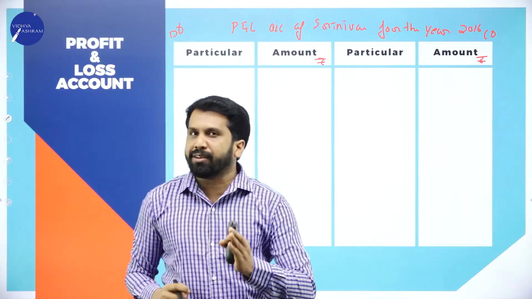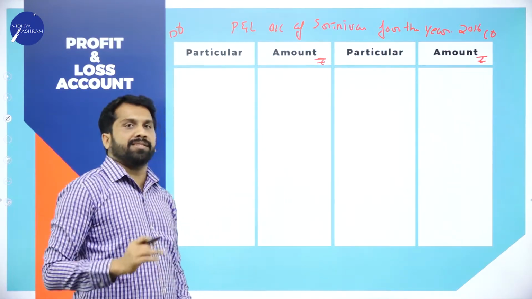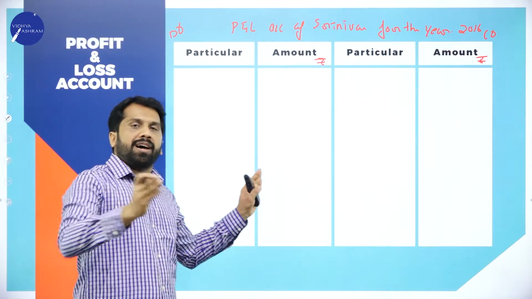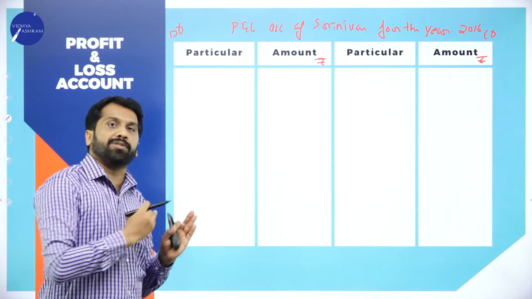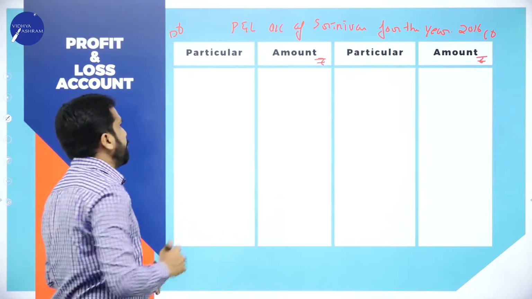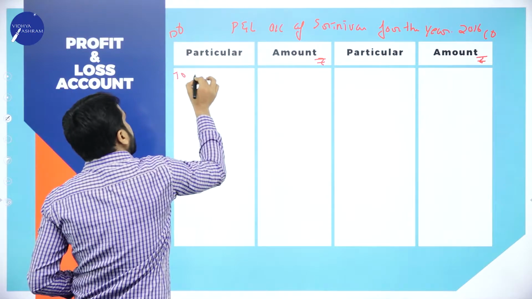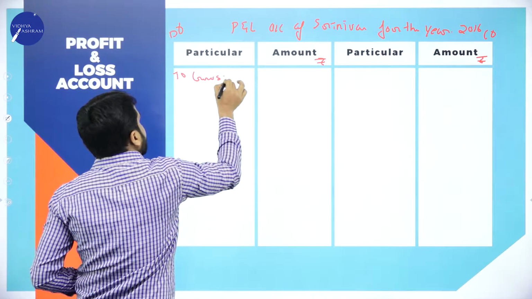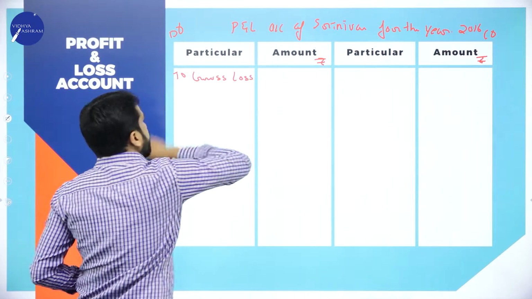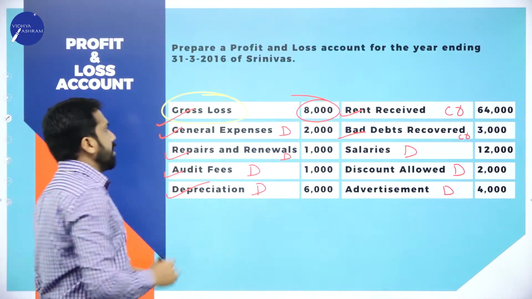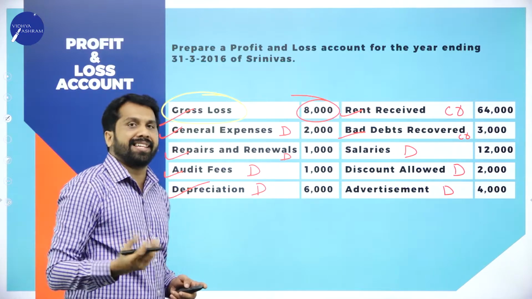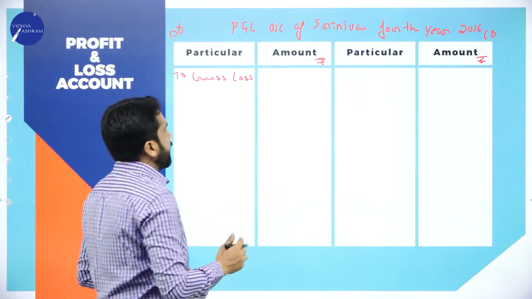Now, in this problem, you have gross loss or gross profit? Yes, you have gross loss. Loss means always debit side. Your expenses and losses are always debit and your incomes are always credit. So your gross loss is always debit side. Now, your gross loss, how much? 8,000. So we mention 8,000.